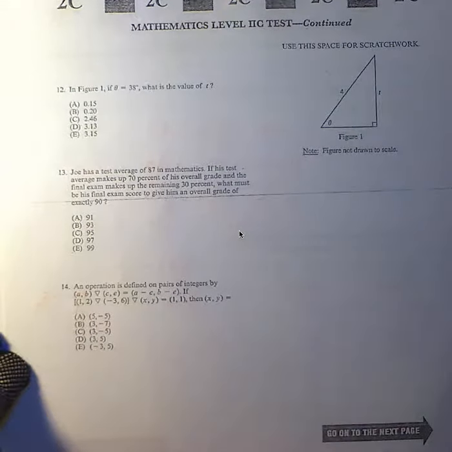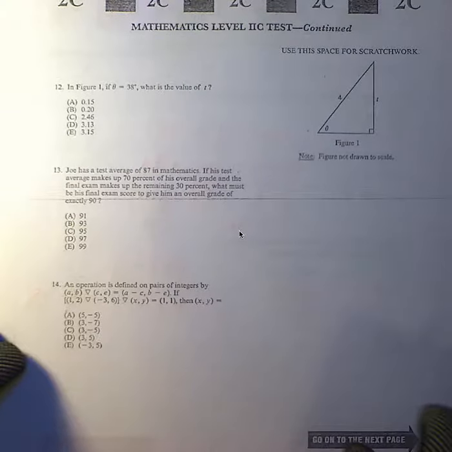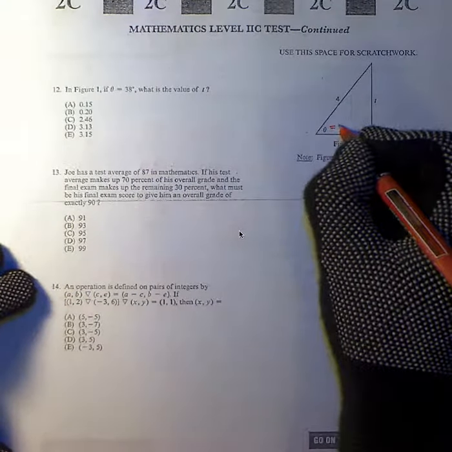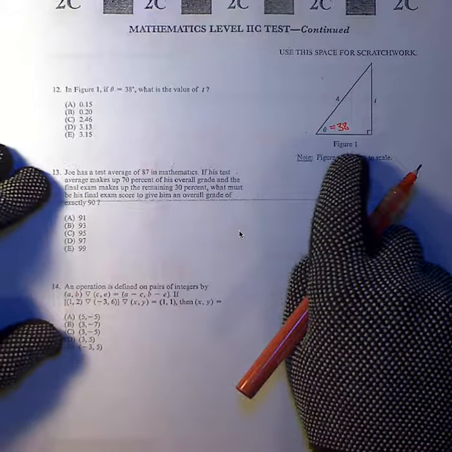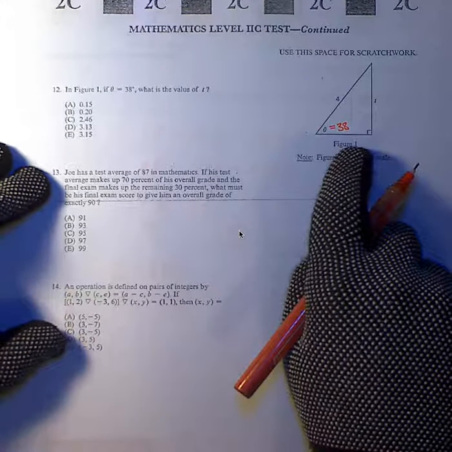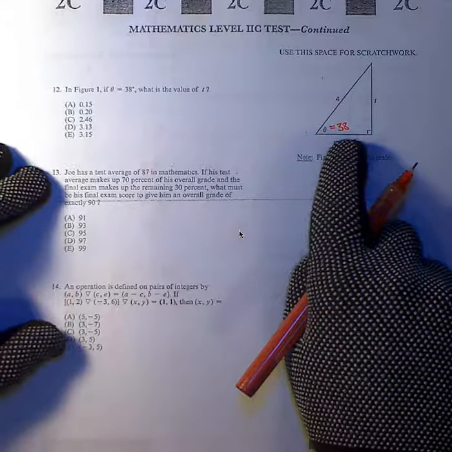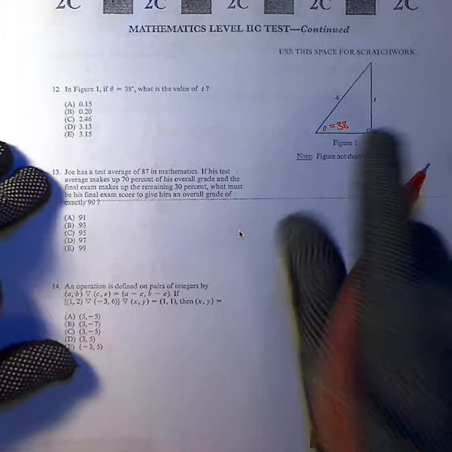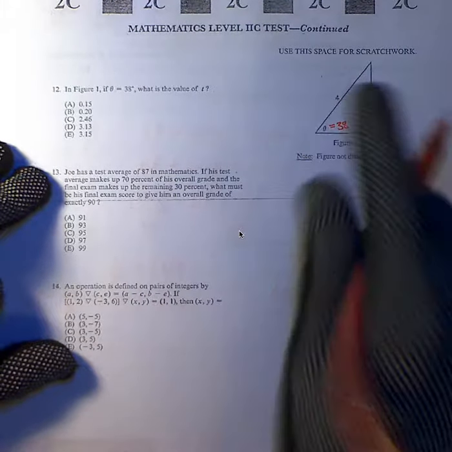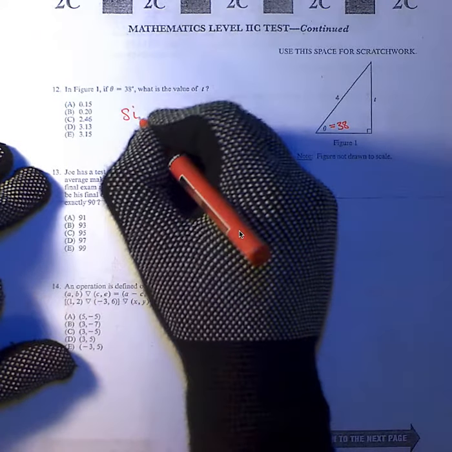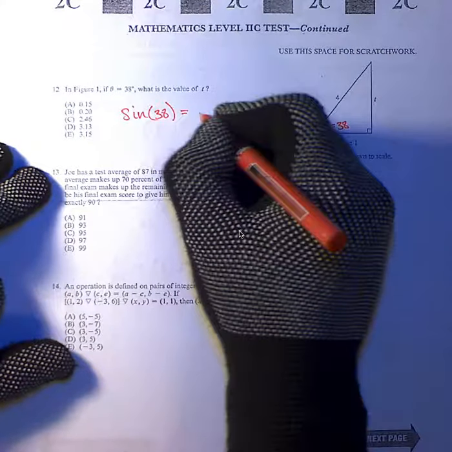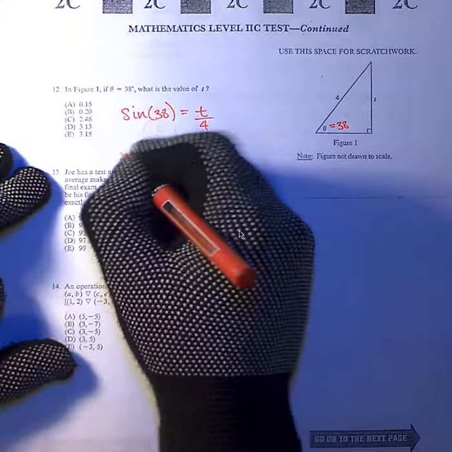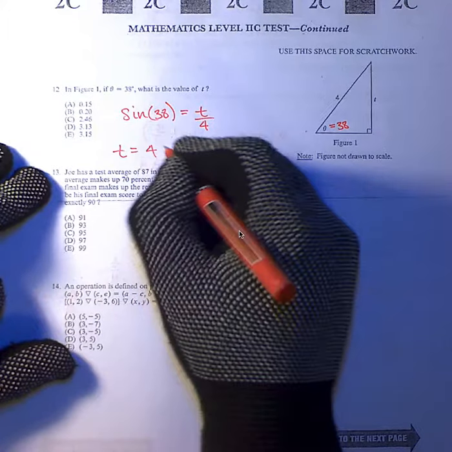Okay, so next is 12. It says if theta is 38 in this visual, and like I said, this is a previously administered real test, so some students went to the SAT and took this a while back. Anyway, theta equals 38, and what's the value of t? I've got the opposite side and the hypotenuse, so maybe sine of 38 will help us figure it out. So sine of 38 will equal t over 4, from which it's clear that t has to be equal to 4 times sine of 38.